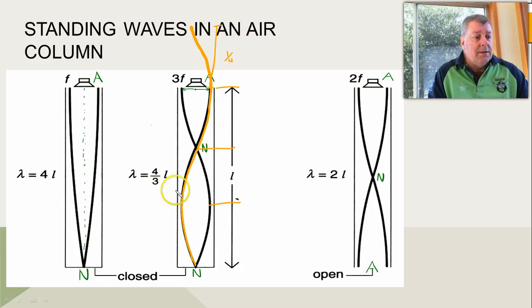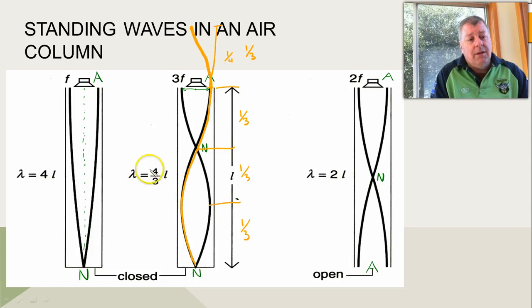Is that right? So that's the whole wavelength, but that represents a third of the length. If that's a quarter of the wavelength, it's a third of the length of the pipe. And so we've got 1, 2, 3, 4 thirds, and there's our 4L/3 length of the wavelength. Let's get rid of that.